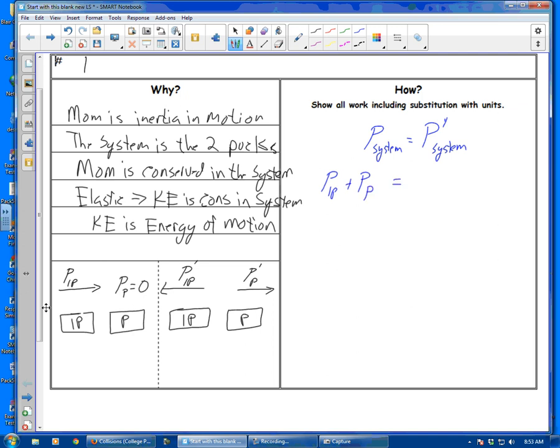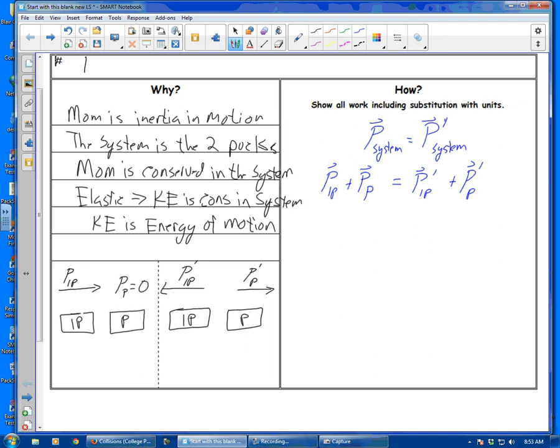Then I have my collision, which is my equal sign. And afterwards, I still have two objects. These should all be vectors. Excuse me. Sorry about that. And I have the momentum of the ice puck afterwards plus the momentum of the puck afterwards. So that's my conservation of momentum there.